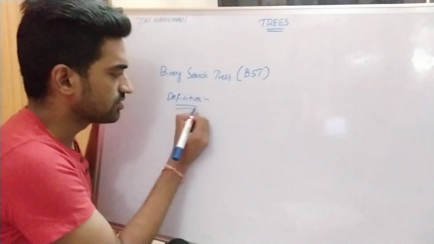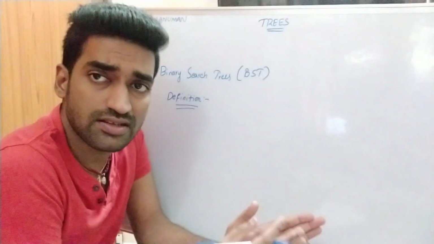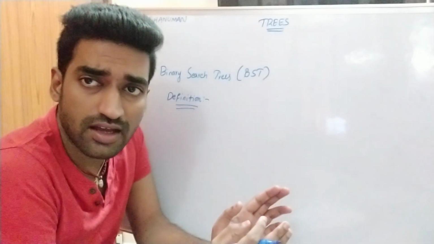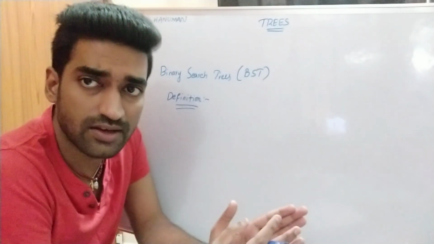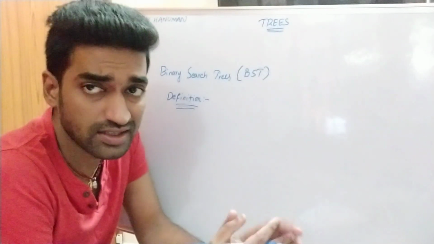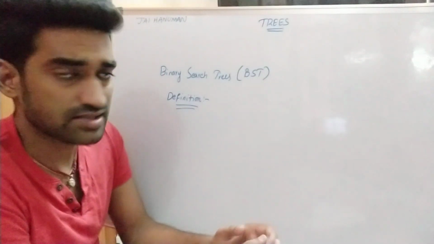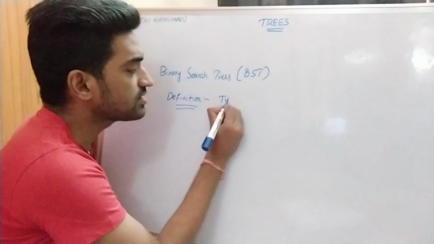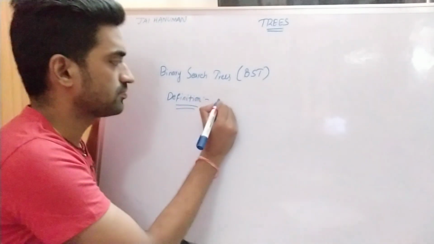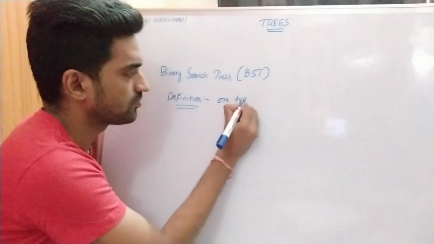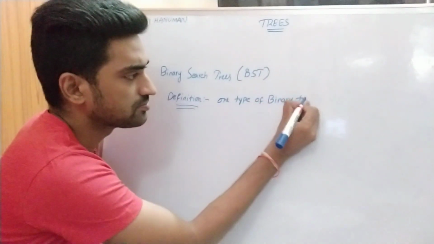Before going to this definition, first of all, what is a binary tree? A binary tree is a tree in which each and every node should have at most two children. What is the meaning of at most two children? Either 0 children or 1 child or 2 children. So that is the rule for constructing binary trees, right? Coming to the binary search tree, it is one type of binary tree.